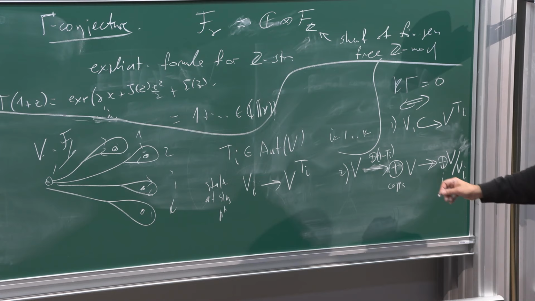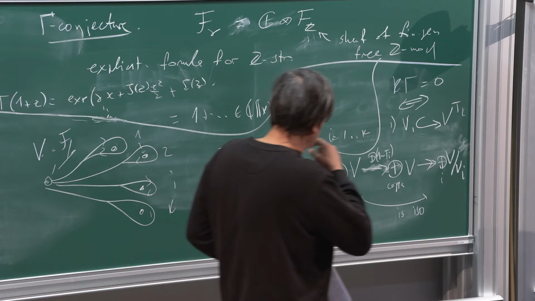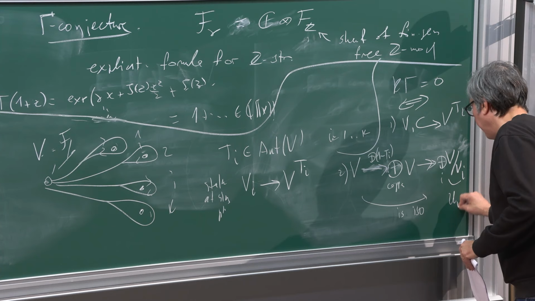Then this map is an isomorphism. It's just a little calculation of what the vanishing of cohomology means. And then, what does it mean? Let's denote spaces, I don't know, like U_i. So you see that V is equal to the sum of U_i.